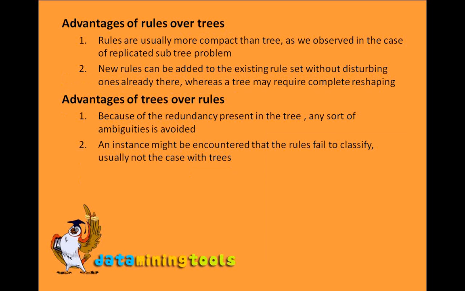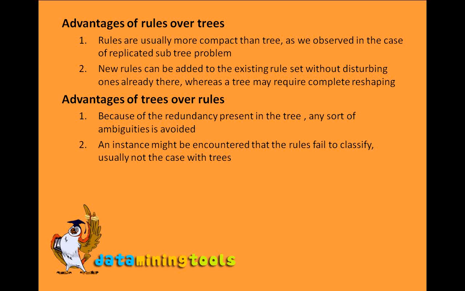So basically we have two advantages of rules over trees. Rules are usually more compact than trees, as we just observed, and new rules can be added to the existing rules without disturbing the ones already there. Whereas if we need to make some modification in a tree, it may require complete reshaping of the tree. But having said that, trees do have some advantages over rules. Because of the redundancy present in the tree, any sort of ambiguity is avoided.